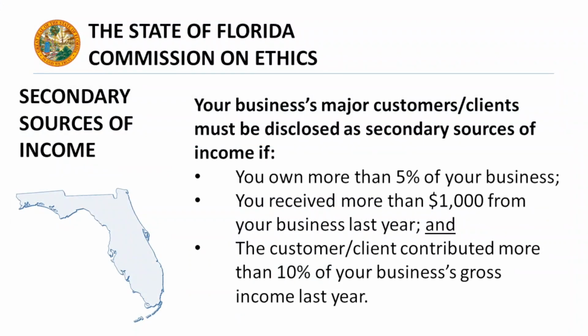Form 6 filers are required to disclose their business's major clients and customers in the secondary sources of income section. A client or customer will need to be disclosed if all three conditions are met. You must own a business or more than 5% of a business. You must have received more than $1,000 of gross income from your business last year. And the customer or client must have contributed more than 10% of your business's gross income last year. If all three conditions are met, then that client or customer must be disclosed.